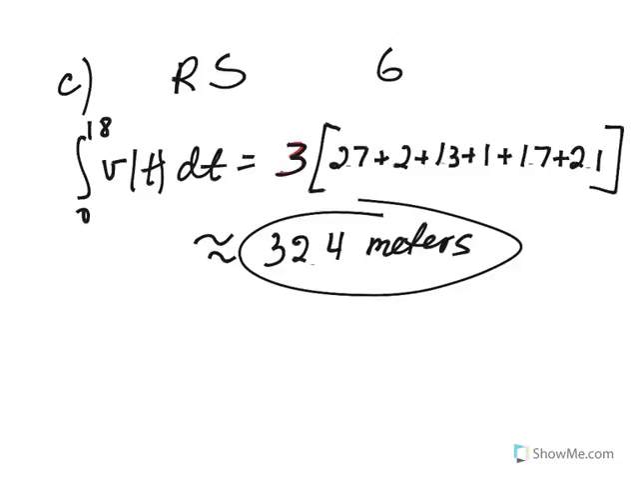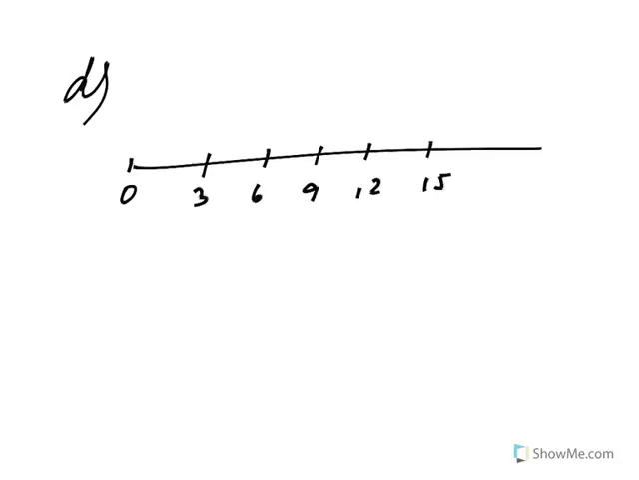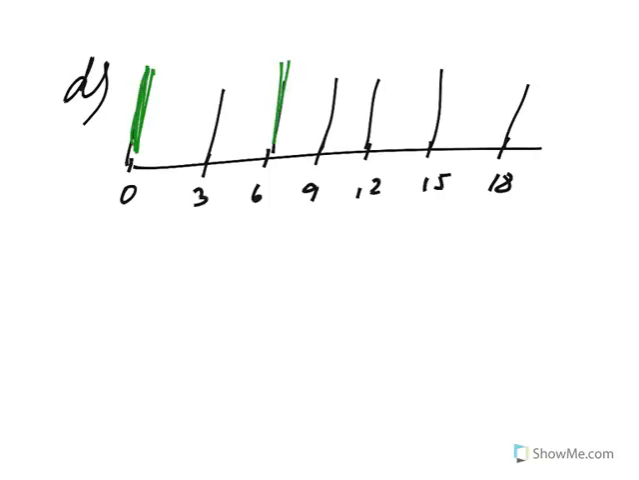So for part C, this is what I got. I hope you got the same thing. And part D, it says midpoint Riemann sum, 3 subintervals. If you remember, we had 0, 3, 6, 9, 12, 15, and 18. But we need to consider the midpoint, so that would be in 3 subintervals. So if 3 subintervals, then it's this rectangle, and then second, no, that looks silly. That's not right.